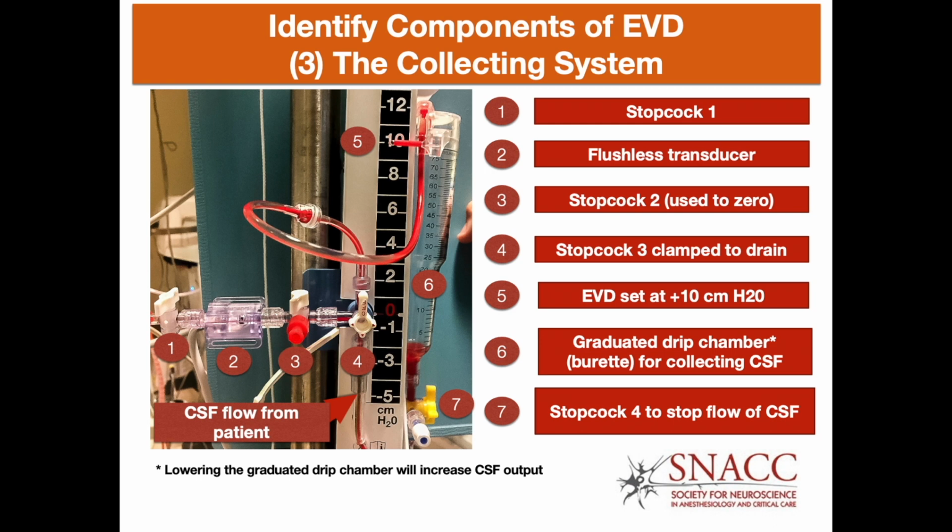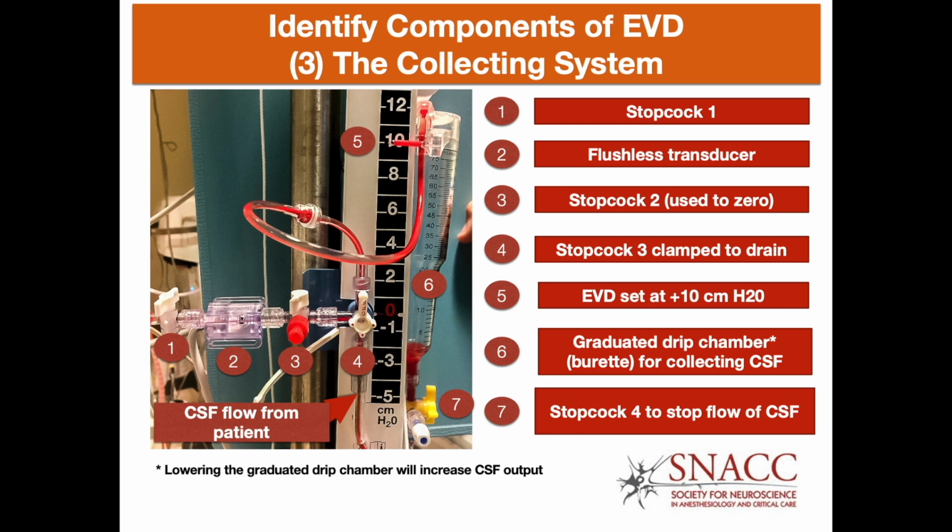Looking at the collecting system of an external ventricular drain for the first time can be somewhat overwhelming, but as soon as you familiarize yourself with the purpose of each of these stopcocks, you'll see that the device is quite simple in its design. The stopcock labeled number 1 is a part of the flushless transducer labeled number 2. This stopcock is used only in the setup and flushing of the transducer. Stopcock number 3 is utilized only in the zeroing of the transducer.